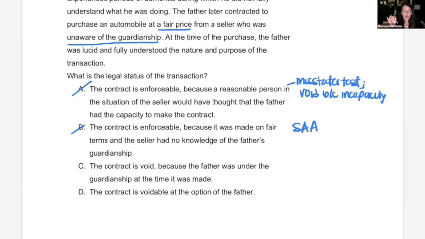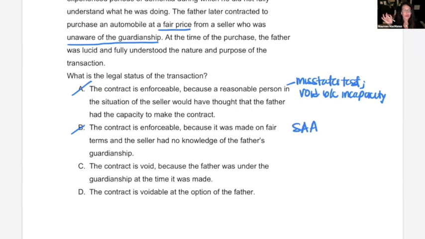C, the contract is void because the father was under the guardianship at the time it was made. That's correct. He can no longer enter into contracts. States the right issue, gets the right result, even if it seems a little bit unfair and illogical in this scenario. And it does. I agree.